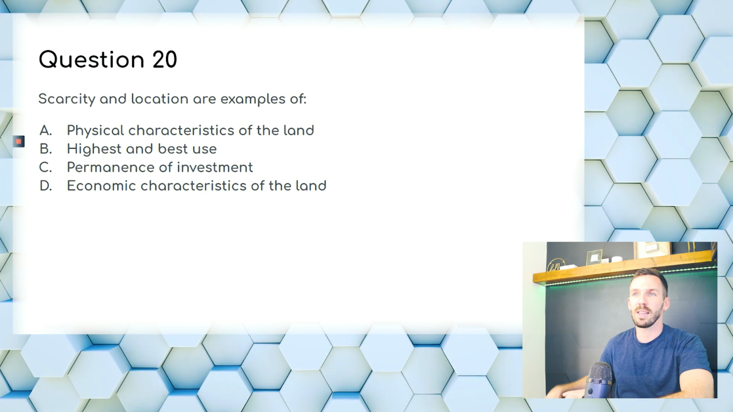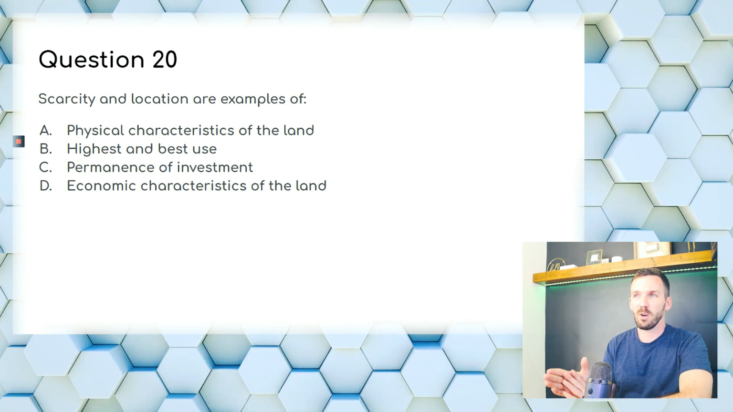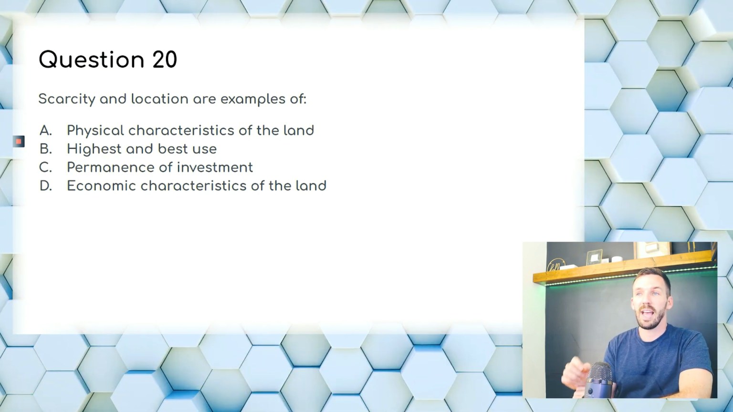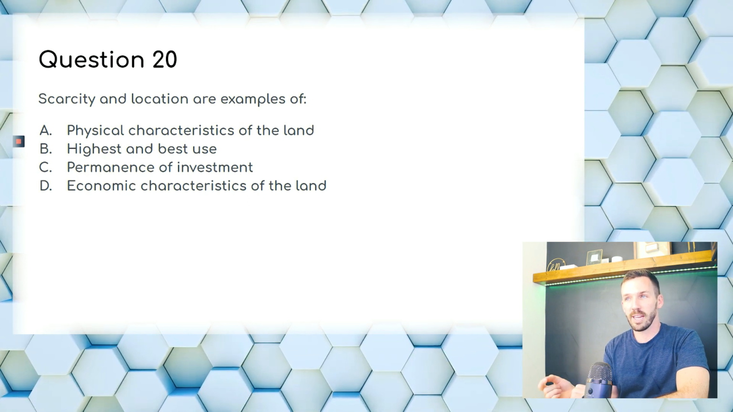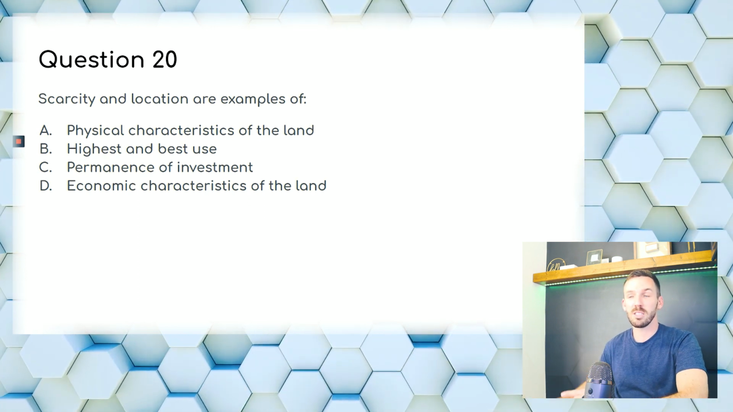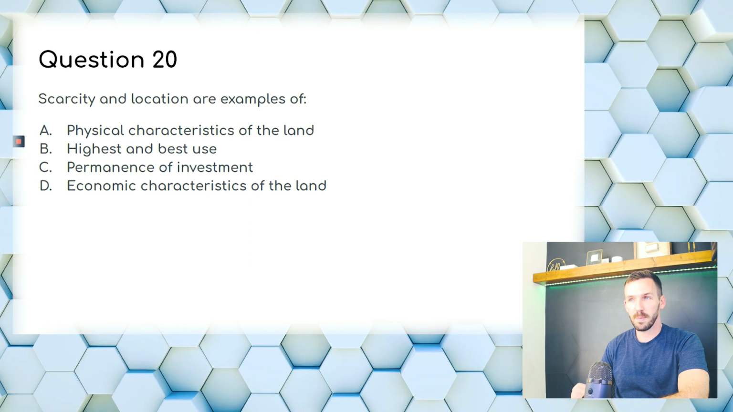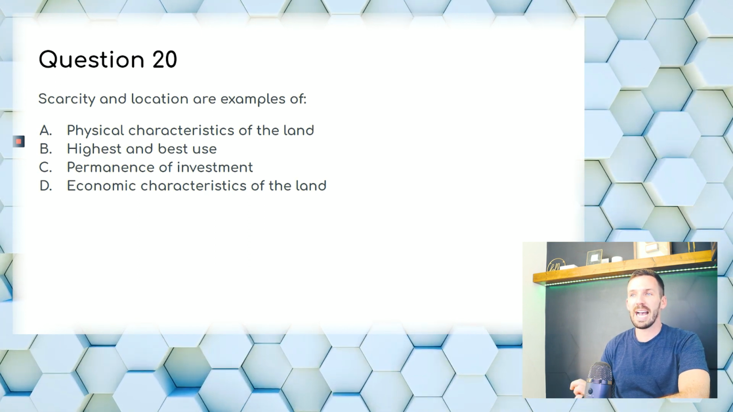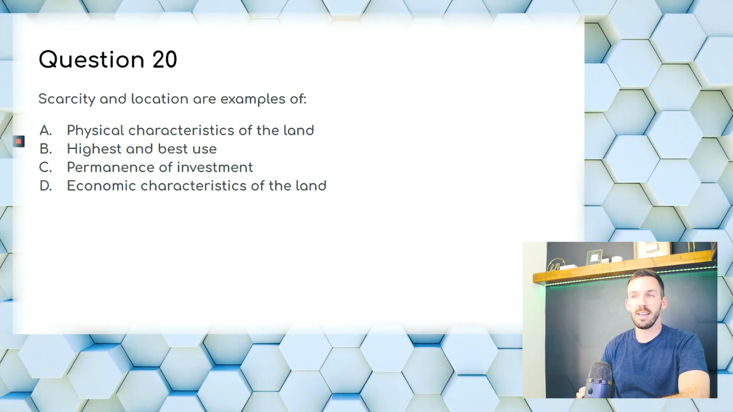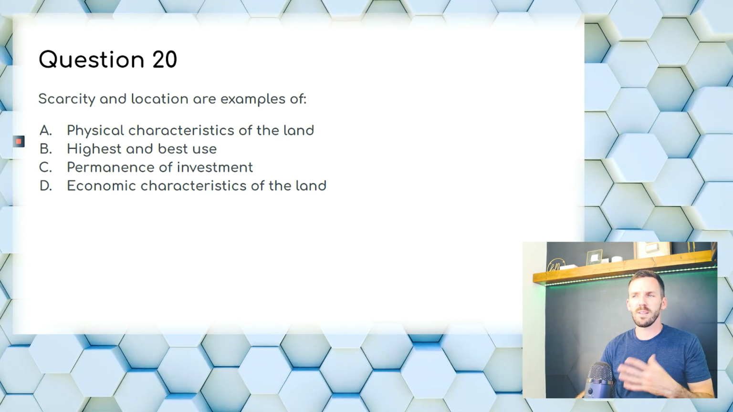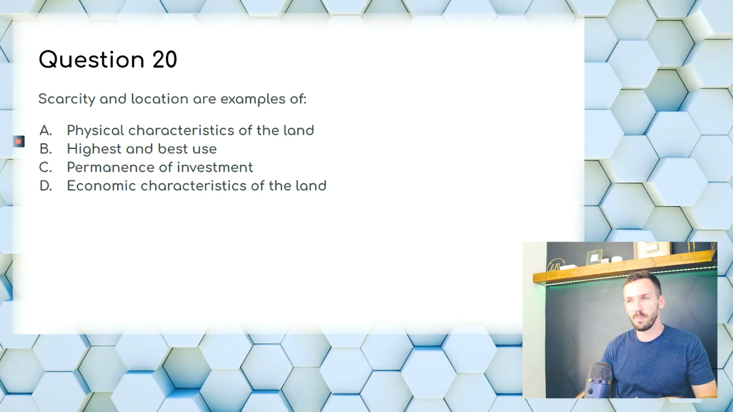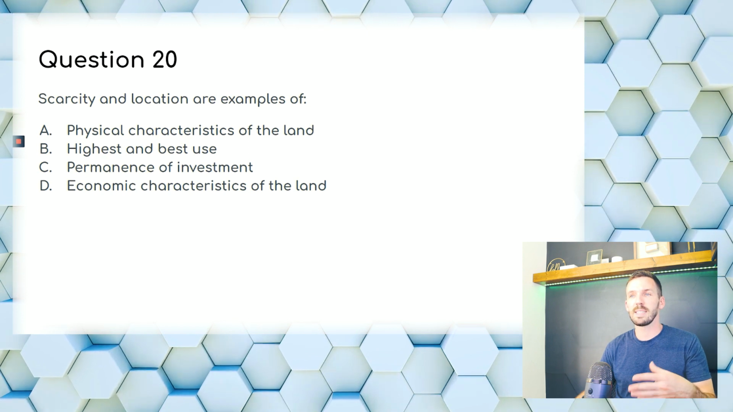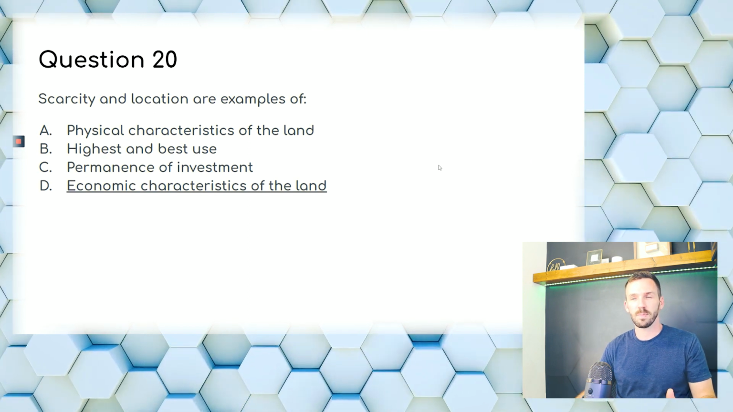Question 20. Last question. Scarcity and location are examples of A, physical characteristics of the land, B, highest and best use, C, permanence of investment, or D, economic characteristics of the land. So scarcity is not physical, neither is location. So it's not B or C, D is the answer. That's all 20 questions for Chapter 1.